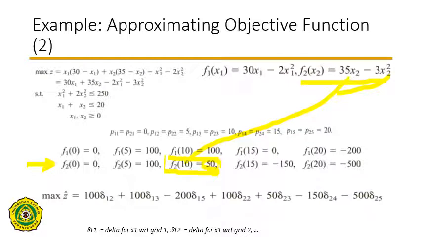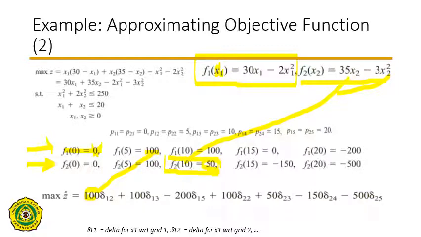Now we convert the objective function. So we convert the function that originally depends on x. Now we convert it so that it depends on the grid points, right? So you just take the sum of everything here. So 0 plus 100 plus 100 plus 0 plus minus 200, and then multiply it with the corresponding delta. Okay, so this is 0, so we don't write this down. And the next is 100, so this 100 goes here.